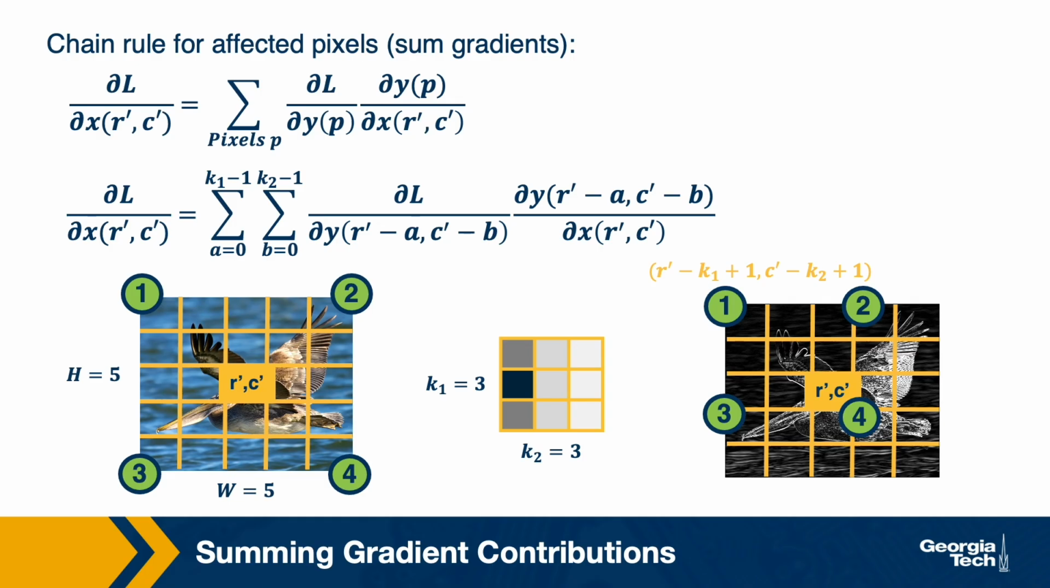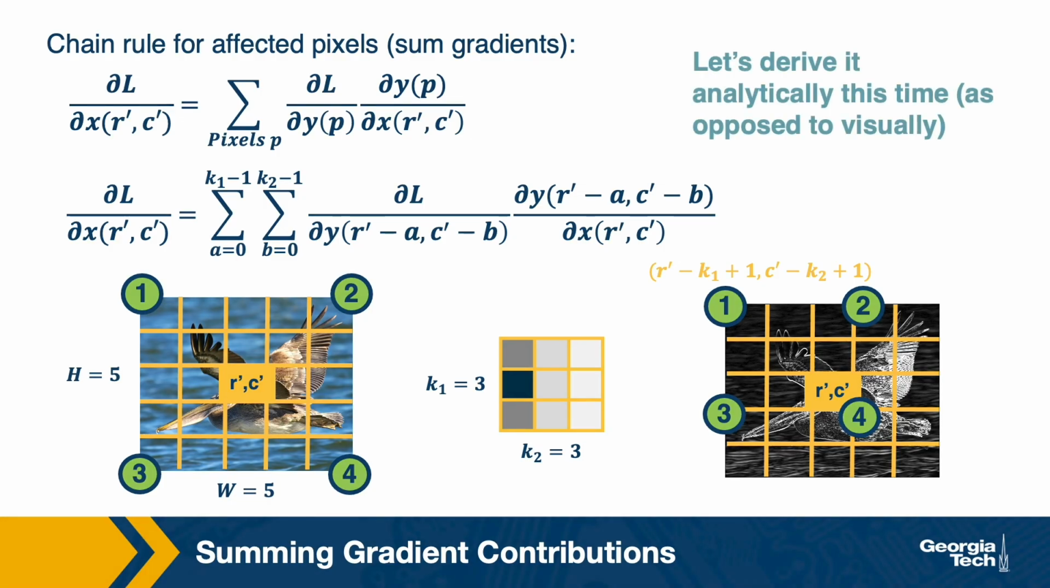And so this is the final chain rule or set of chain rules that we're going to sum in order to compute the gradient with respect to this particular input pixel. Again, the partial derivative of L with respect to y of r prime minus a, c prime minus b is given to us. We're given that entire matrix or Jacobian. And so all we need to compute is the right side. Partial derivative of y of r prime minus a, c prime minus b with respect to this input pixel, x of r prime, c prime. This time, we'll do this analytically with the definition of cross-correlation again.